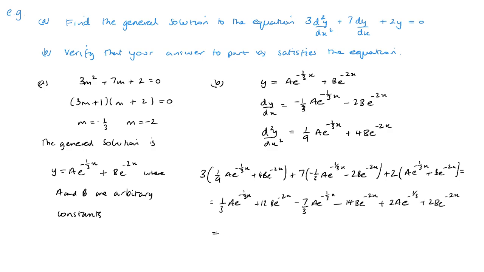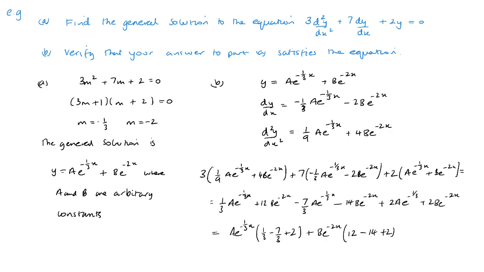So if I write a e to the minus 1/3 x, and I get 1/3 minus 7/3 plus 2 plus b e to the minus 2x, and that is 12 minus 14 plus 2. Now, a third minus 7/3 is going to be minus 2.